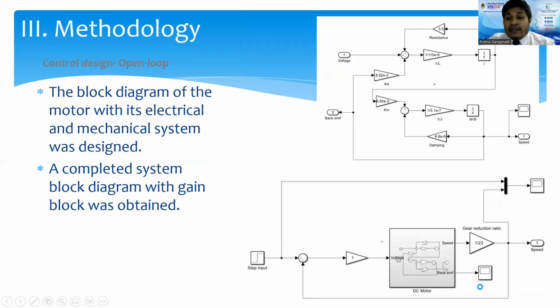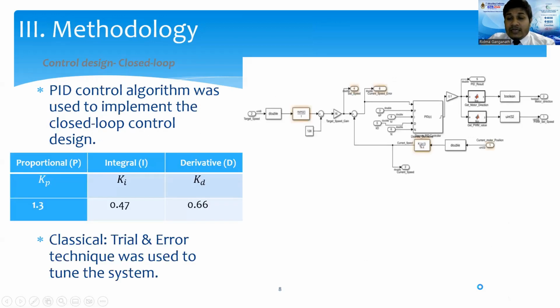In order to evaluate the open loop reaction of the DC motor for a given step input, the block diagram of the motor with its electrical and mechanical system was designed. Including all the basic functions of the DC motor and the subsystems, a complete system block diagram was obtained as you can see in the figure above.